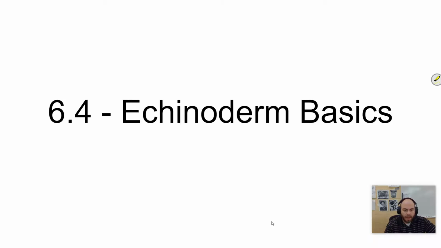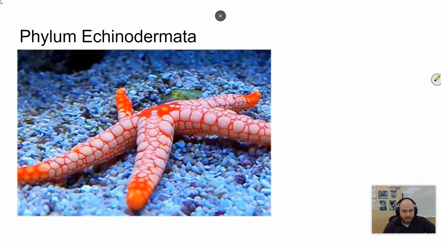All right, in this video, we'll be looking at echinoderm basics. Echinoderm just stands for spiny skin. So these are things that have spiny skin. These are like sea stars and other relatives: sea stars, brittle stars, sand dollars, and other things like that.